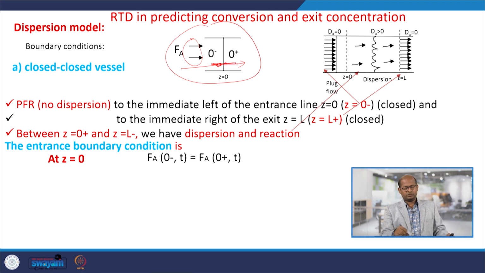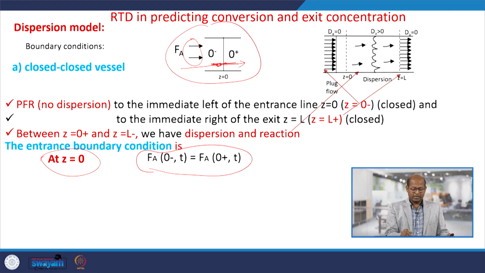So, these are the closed boundary conditions we will discuss, and how to derive the equations for the boundary conditions, and then convert them into dimensionless form to solve the equations we have derived. So, at z equals 0 the molar flow rate is this, at just z equals 0 minus to 0 plus, within that particular point.